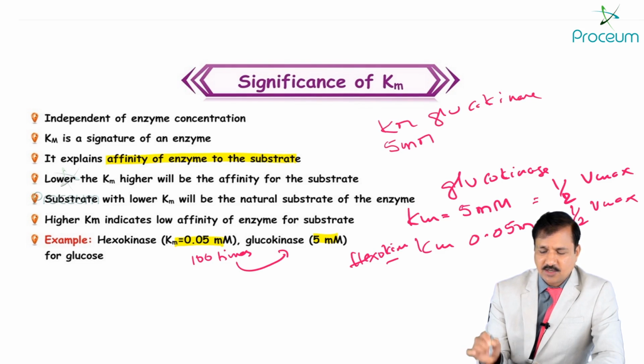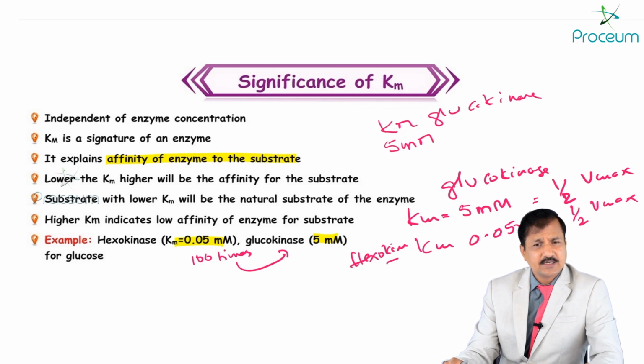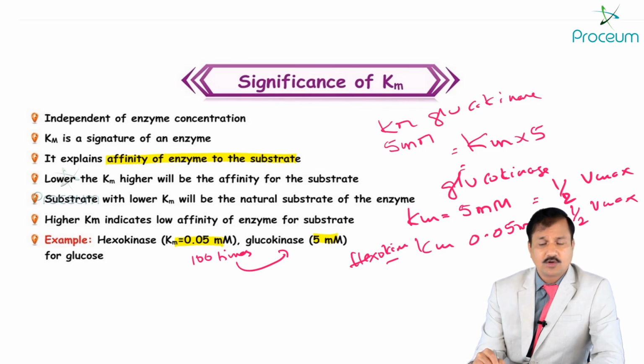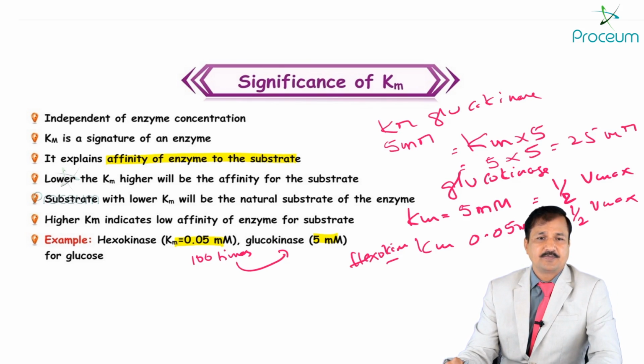So what is the substrate concentration that is necessary for glucokinase to reach Vmax? So what is the answer? It is Km times 5. That means here Km for glucokinase is 5 millimoles and times 5, that is 25. So at 25 millimoles of glucose, your glucokinase reaches Vmax.